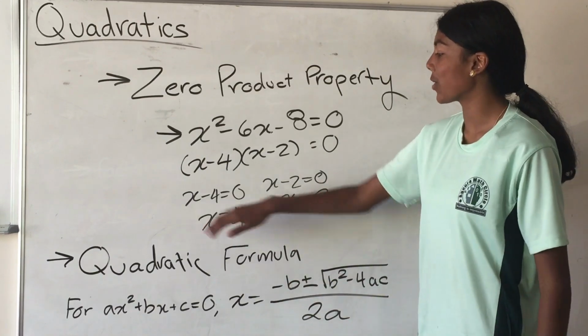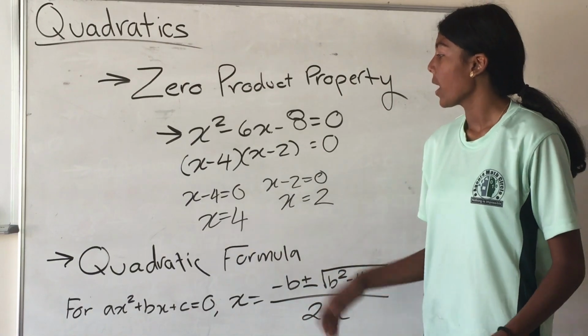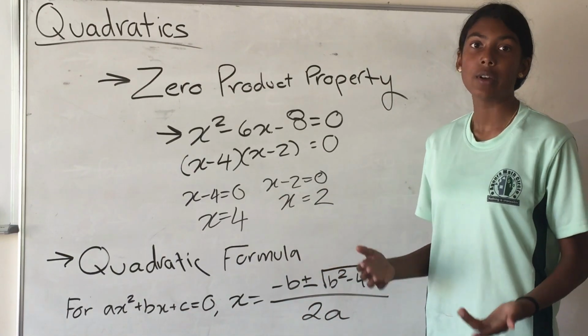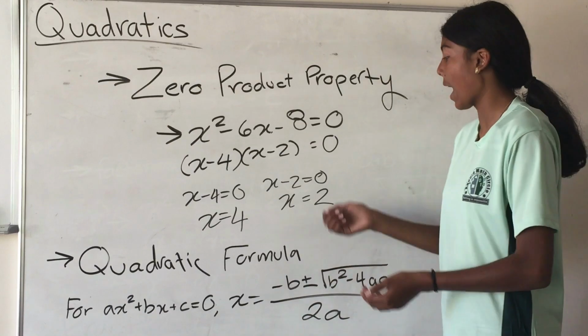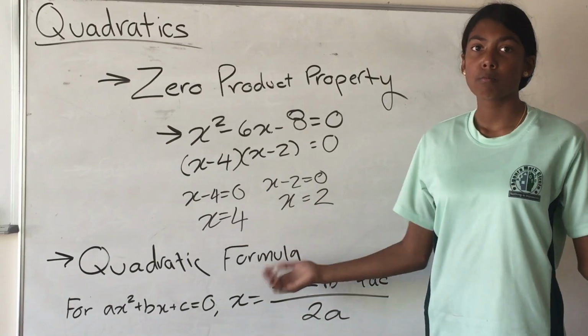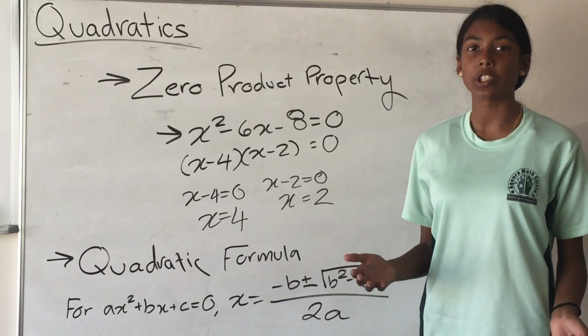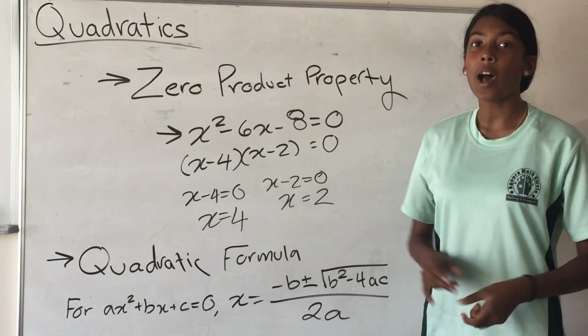You have x minus 4 equals 0, and then you add 4 to both sides to get x equals 4. And then you have x minus 2 equals 0, and then you add 2 to both sides to get x equals 2. So x is 4 and 2. That's our answer.